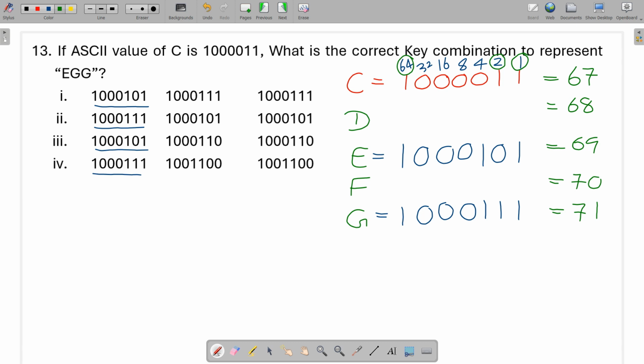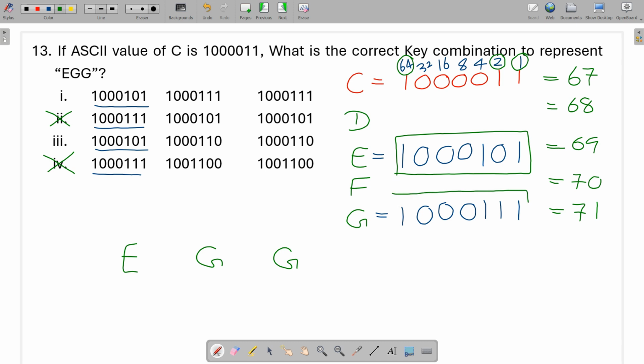You have to recognize what's the ASCII value for egg. That is E and two G's. The value of E is going to be 1000101. So this choice is gone, and this choice is gone because it does not indicate what E is. Then G is coming as 1000111. So 1000111 appears only in this answer. So the correct answer is this. This is wrong, so this choice is gone. So the first one is going to be the answer for the 13th.